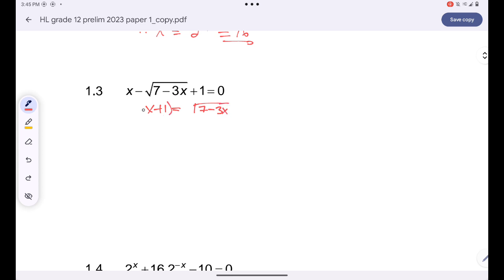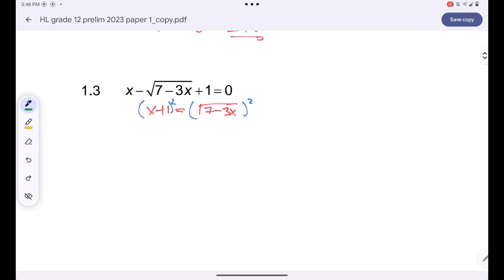How can I isolate the x? By simply squaring on both sides, right? Please do not square every term, but square both sides. On the left-hand side, I will end up having x squared plus 2x plus 1 being equal to 7 minus 3x. Then I must make sure my equation is in standard form.